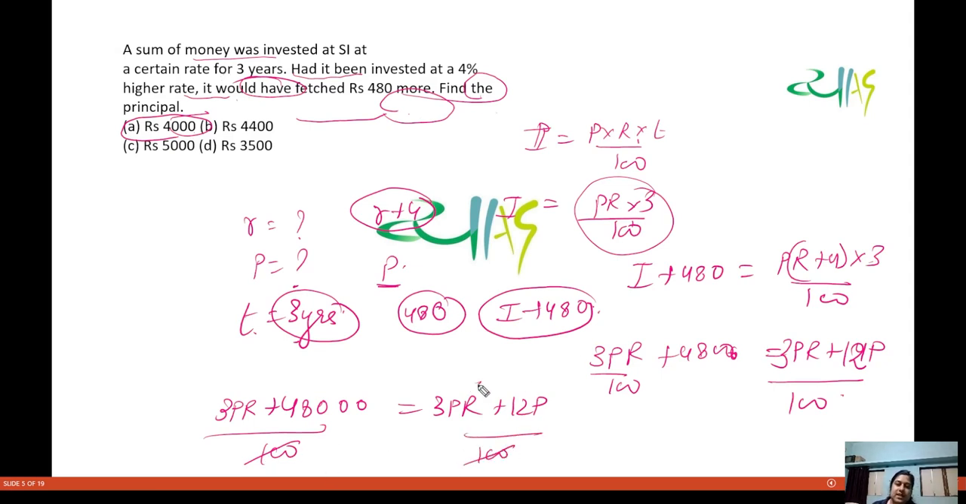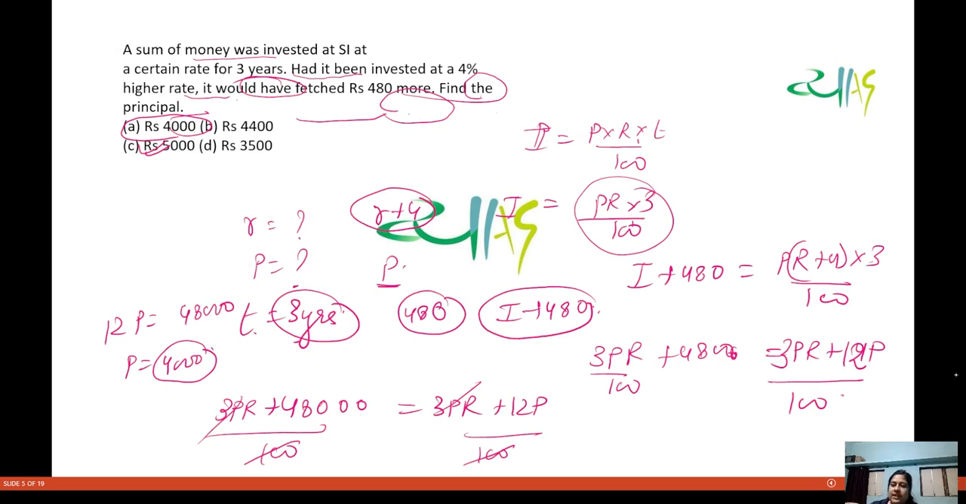So this will get cancelled. Even this will get cancelled. So you have 12P is equal to 48,000. So P is equal to how much? P is equal to 4,000. I hope you are clear with this concept.